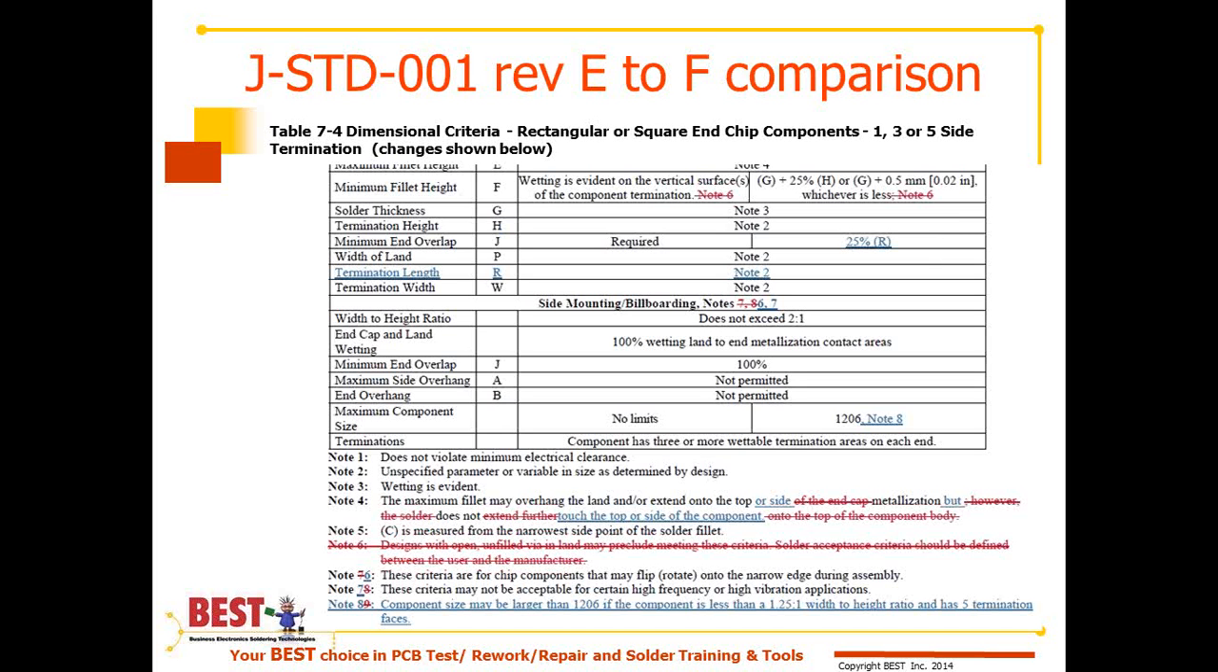And again, the numbering from Notes 7, 8 and 9 was changed to 6, 7, and 8. And Note 8 now is added, says component size may be larger than 1206 if the component is less than 1.25 to 1 width to height ratio and has 5 solderable surfaces. And that's where we're talking about the maximum component height for Class 3 for the side mounting or billboarding.